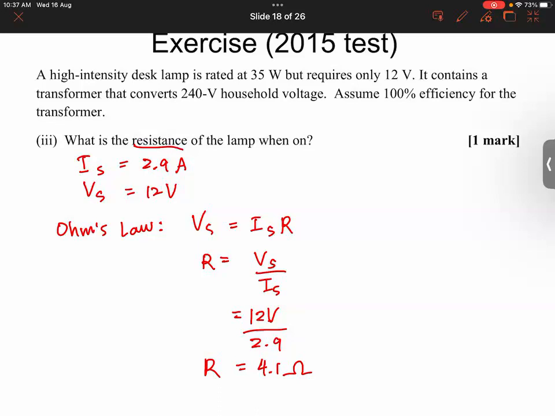Good. Any questions about the example that we've looked at?